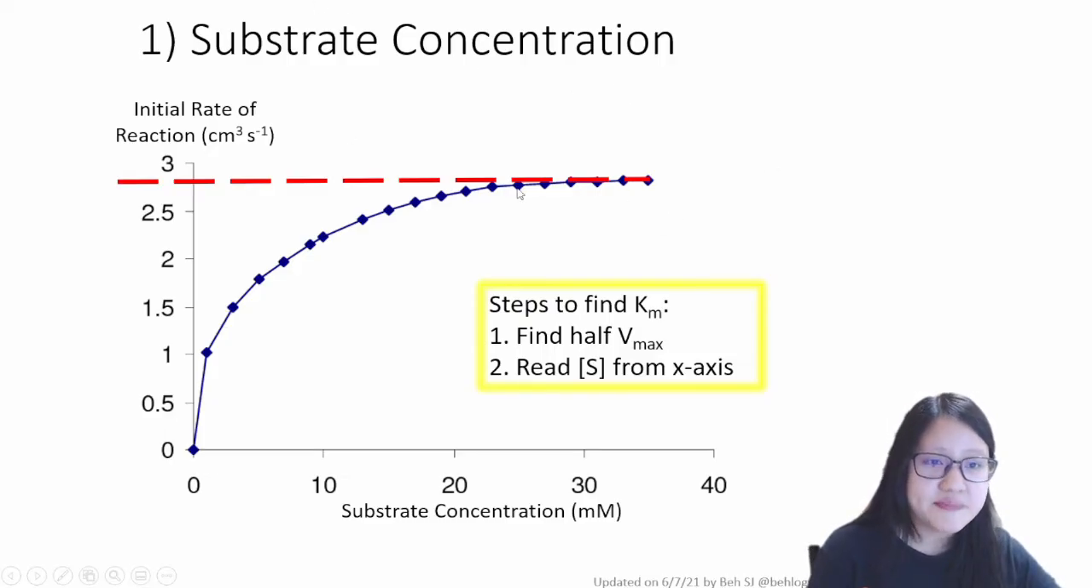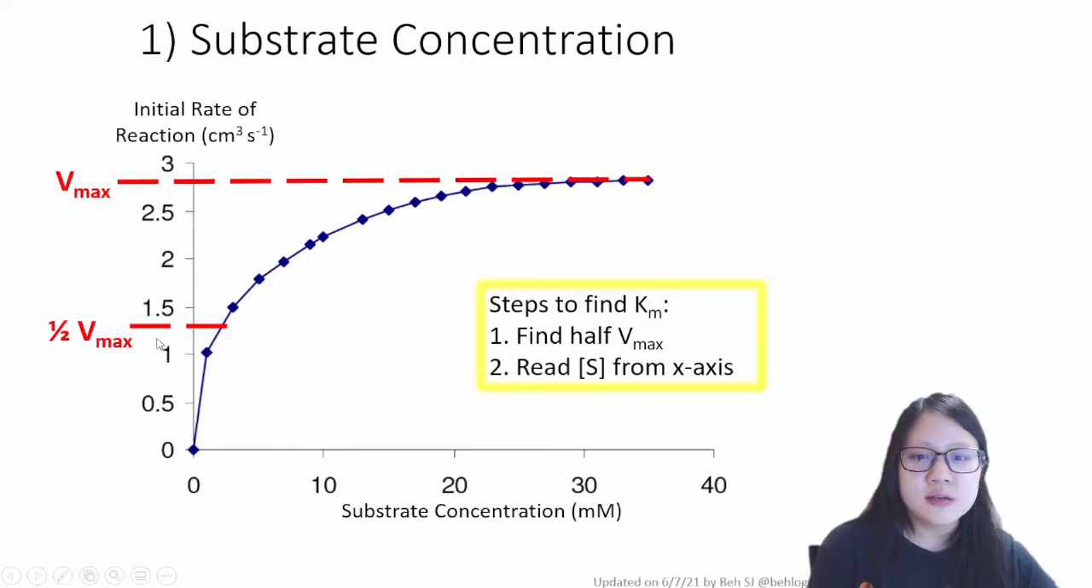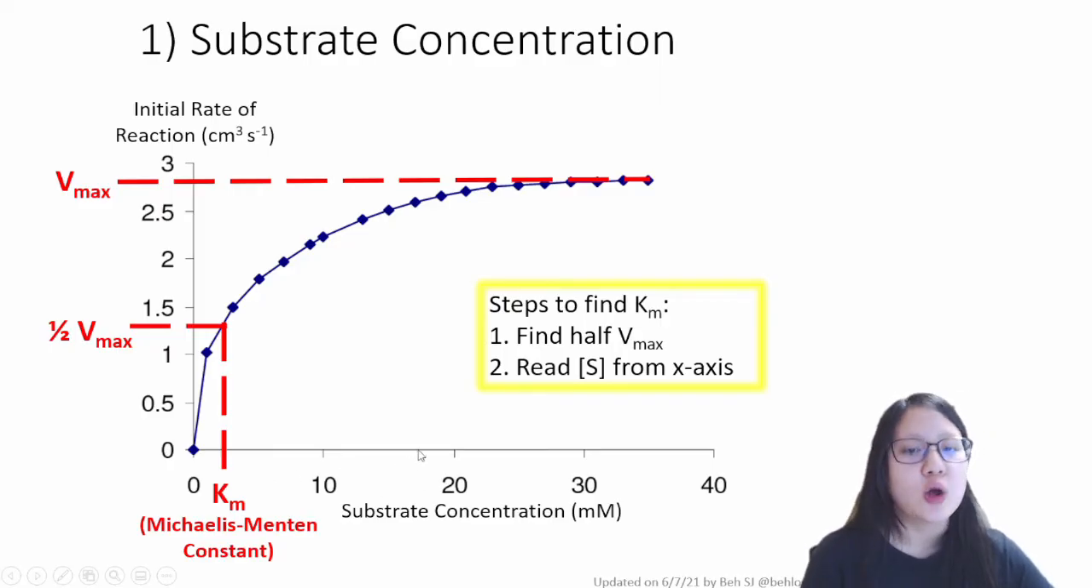This is how you get Km. At Vmax, it is the maximum rate of reaction. Again, it only applies to this graph of rate of reaction against substrate concentration. At this level, Vmax, we're going to find half Vmax. So that's around here. We're going to take half Vmax and read the substrate concentration from the x-axis. So draw one line down and read the substrate concentration. Then we'll get this value known as Km, or the Michaelis-Menten constant.